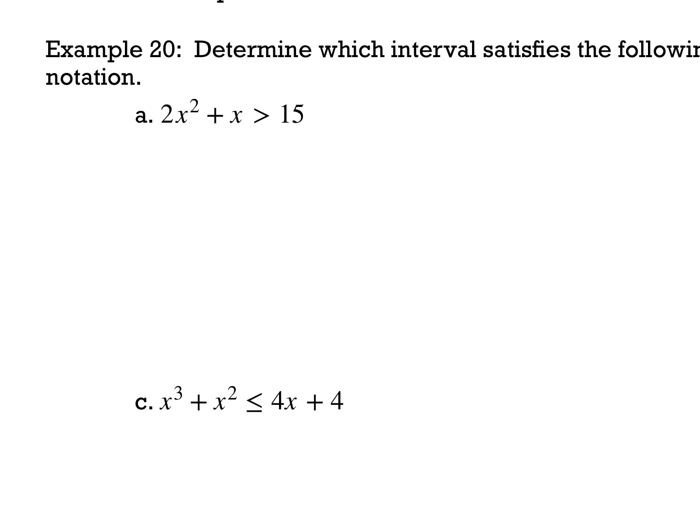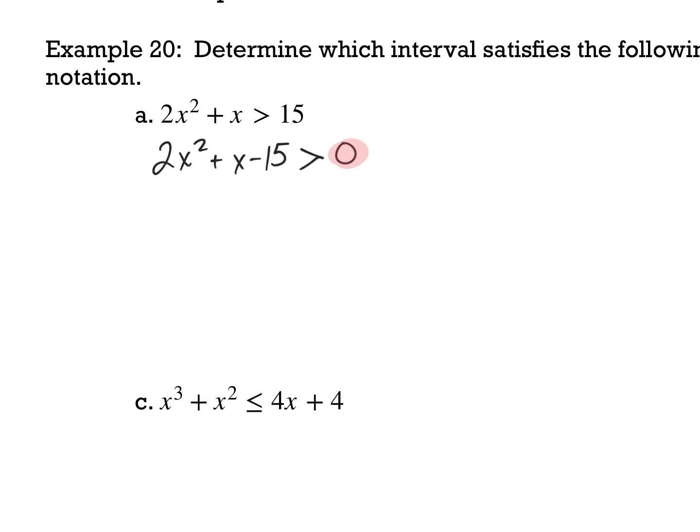We're going to start by moving the 15 over to the left side of the inequality. This is what we're looking for. We always want to compare in relation to 0. More than anything, that's just an easier way to compare values. It allows us to make some tests very quickly.